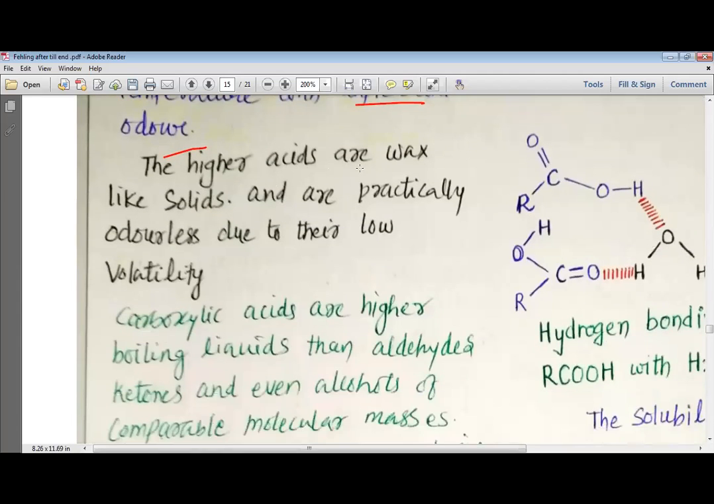The higher acids are wax-like solids. Please remember, the higher acids, that means the carboxylic acids having more than 9 carbon atoms, will be wax-like solids. You can even call them semi-solid.